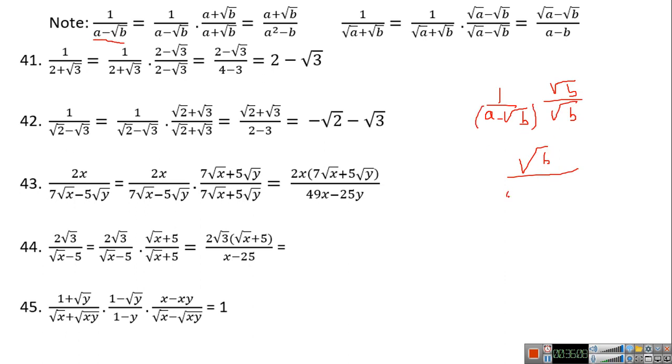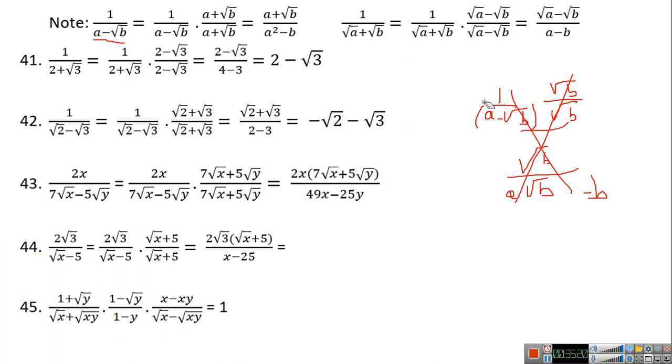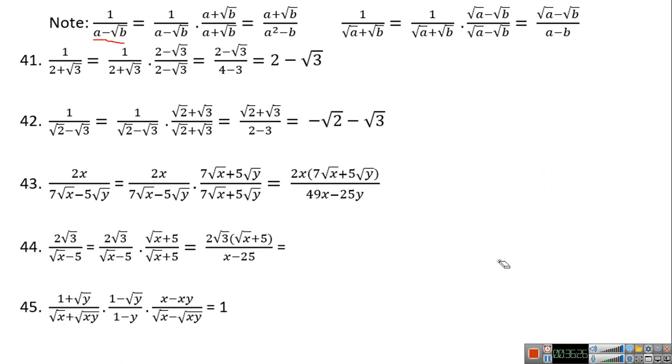A times root b is a root b, minus root b times root b is b. So I cannot do it this way. This is wrong. So that's why I cannot do it this way. So what do we do? We multiply by the conjugate.